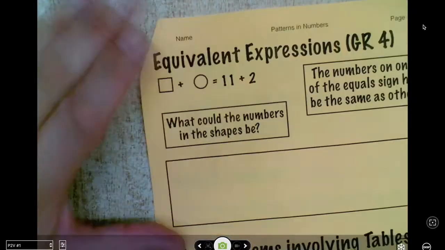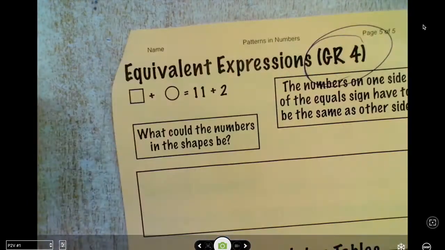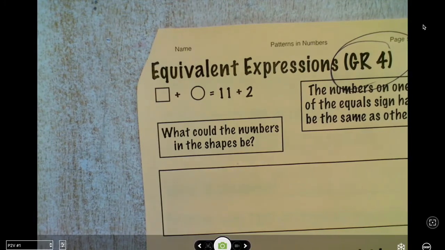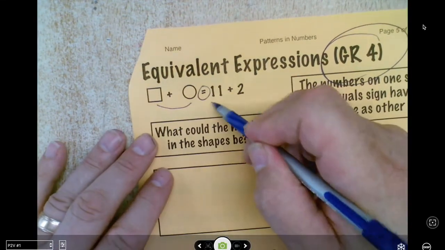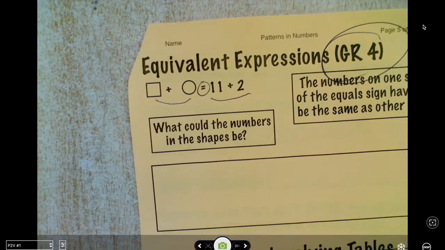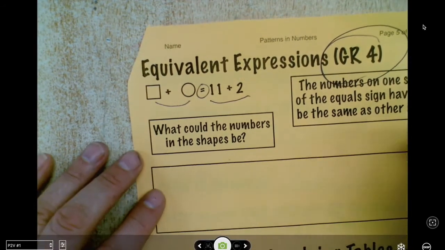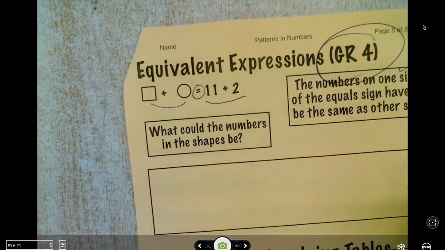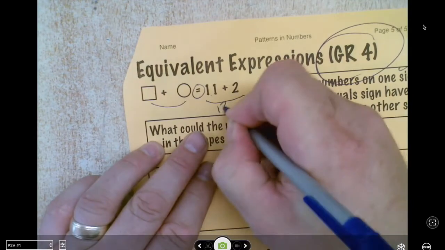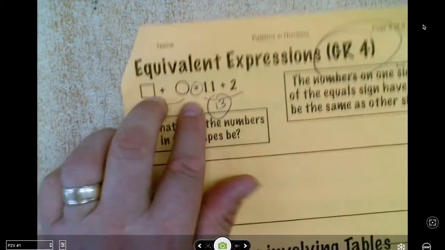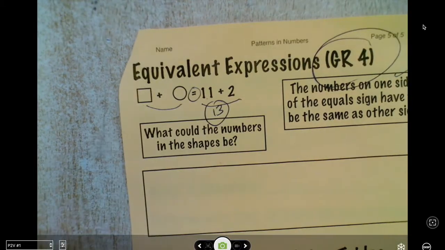Okay, I think this is the last page. Now we're going to talk about, again, grade 4, equivalent equations. What equals means is that this is the same as that. Equals doesn't mean add or subtract. It means the one side is the same as the other side, and that's what this box talks about. So if you've got 11 plus 2, we know that's 13. So these shapes have to also add up to 13.